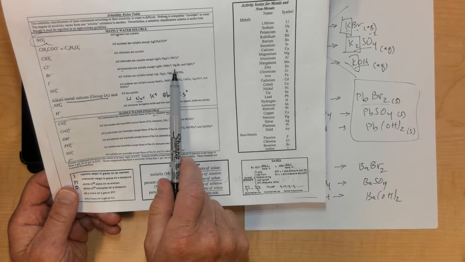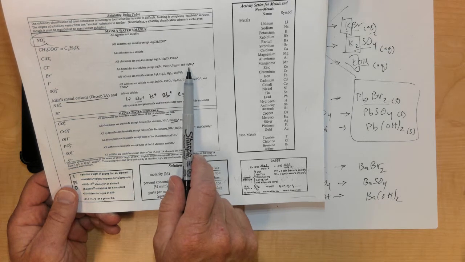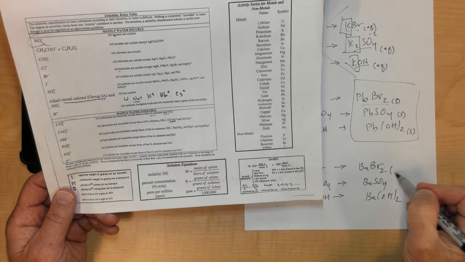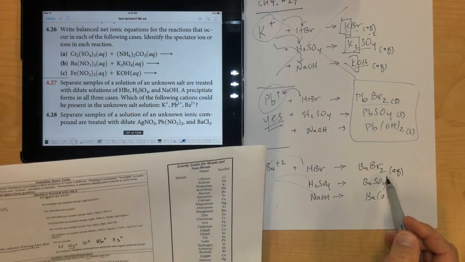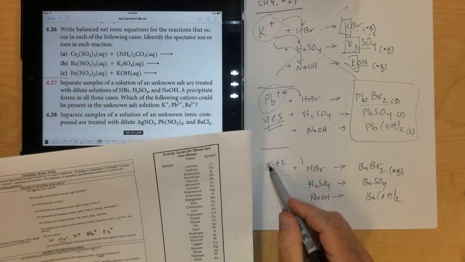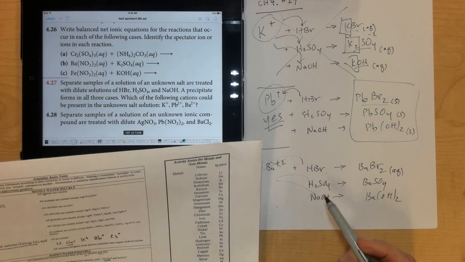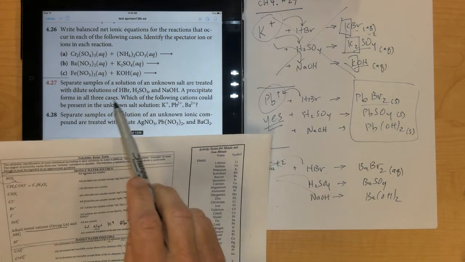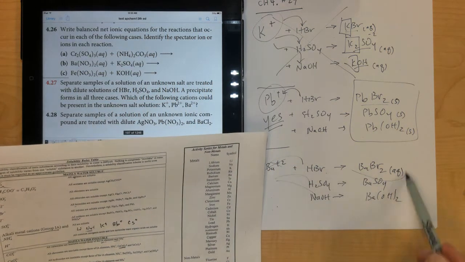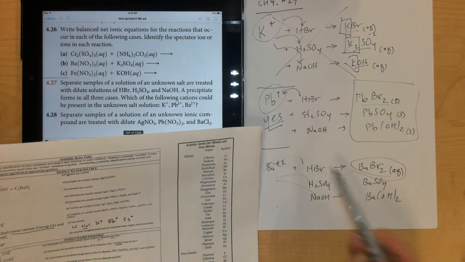So look at this right here. All bromides are soluble except for silver, mercury, and lead. Well, that means barium bromide is going to be soluble. So that would be aqueous. So that one will dissolve. Okay, so that means barium can't be present in there because it said precipitates were formed in all three cases. And I just found one case where it's not going to form a precipitate.